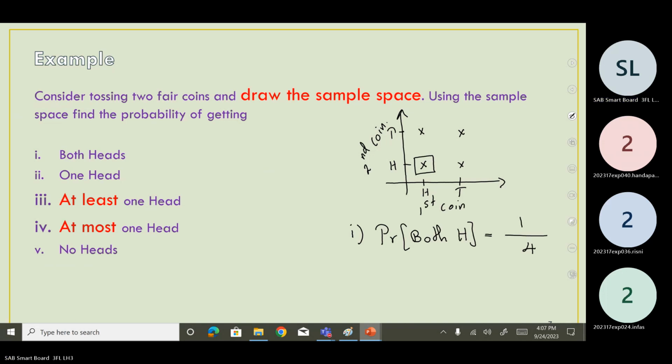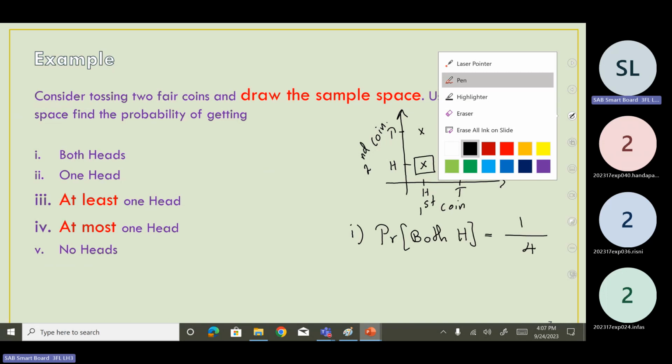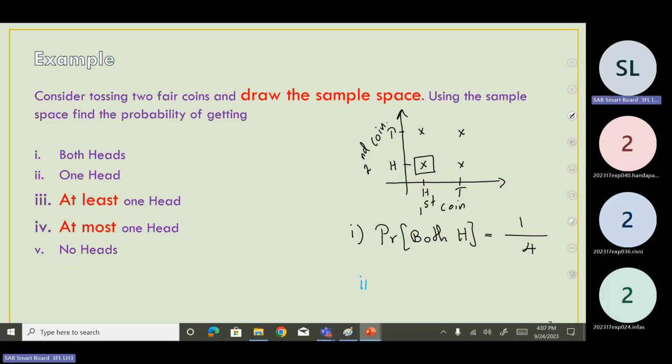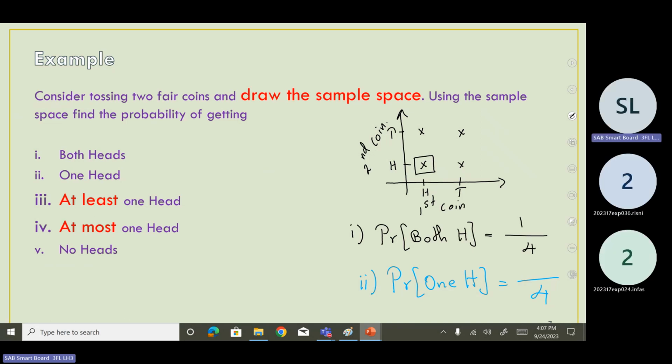Then the second one: probability of only one head. One head means it is only one head, right? Classical approach: totally how many are there? Four. And in how many are we interested, one head? This has two heads, not counted. This has one head, counted. This has one head, counted. This one has zero heads, so not counted. So these are the two outcomes which are counted for the second. 2 over 4, of course, we can simplify it to 1 over 2. So always, we'll try to put in the maximum simple version.